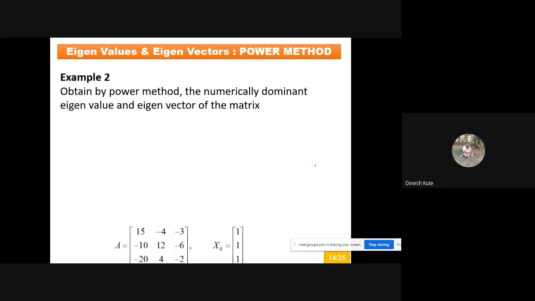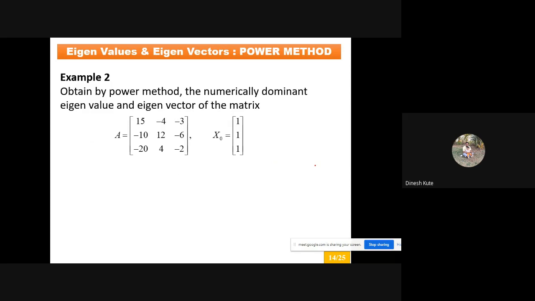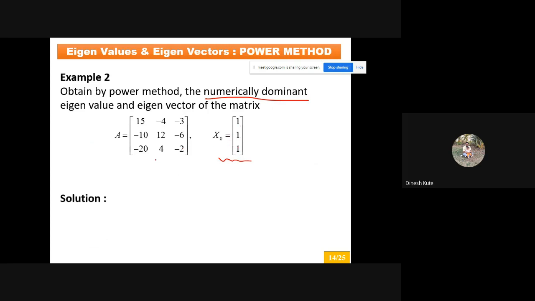Now this example is for you all. Please do this calculation on the calculator and tell me the values. In this example we have to use the power method to find the numerically dominant eigenvalue and the eigenvector of a matrix. A matrix is given, and here I just change the initial eigenvector. So here I consider x naught to be 1, 1, 1. So in the solution, let us begin with this initial vector 1, 1, 1.